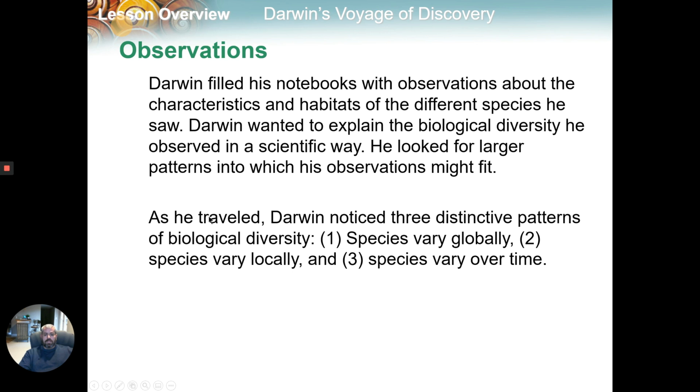Okay, so let's talk about this. This is section 16-1. There are three sections in this chapter, chapter 16. As you see here, it says Darwin filled his notebooks with observations about the characteristics and habitats of the different species he saw.